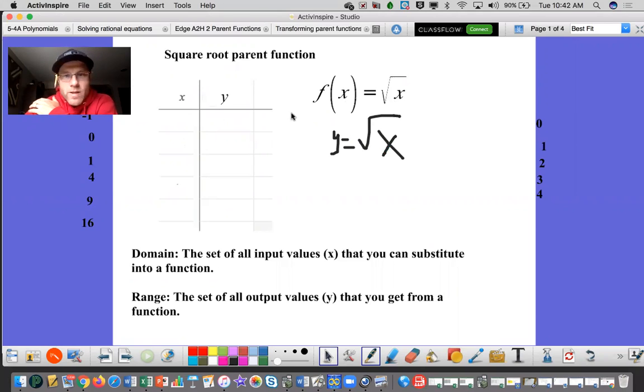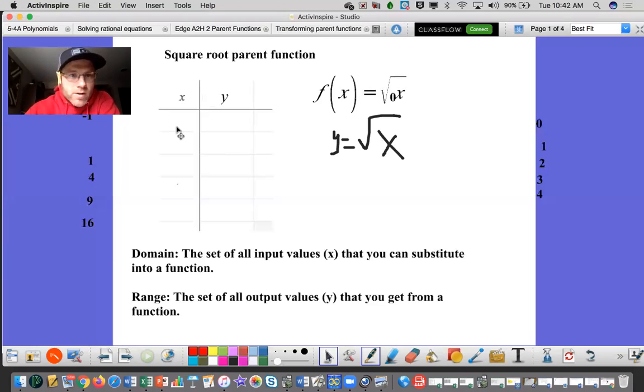And so when we think about a parent function, we want to be able to plug certain values in, and the values we can plug in are values in the domain. So think back to earlier in the year when we were dealing with simplifying square roots, like breaking it down, factor trees, finding the perfect squares. You weren't able to have a negative in here, and if you did have a negative in there, you had to use an i. So the only thing we can really plug in would be anything from 0 on up.